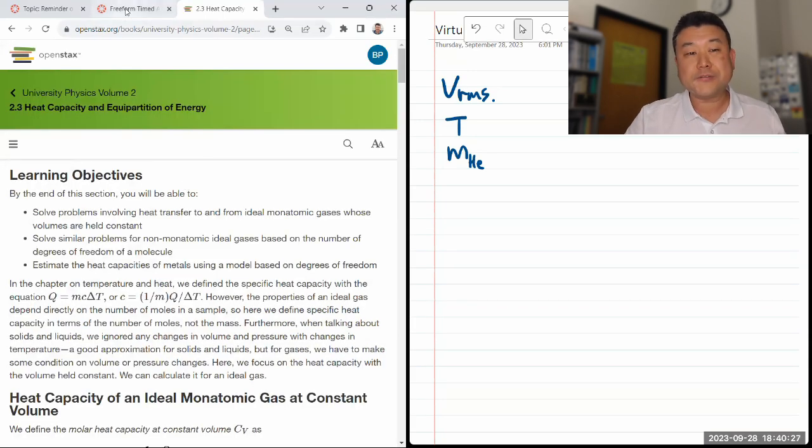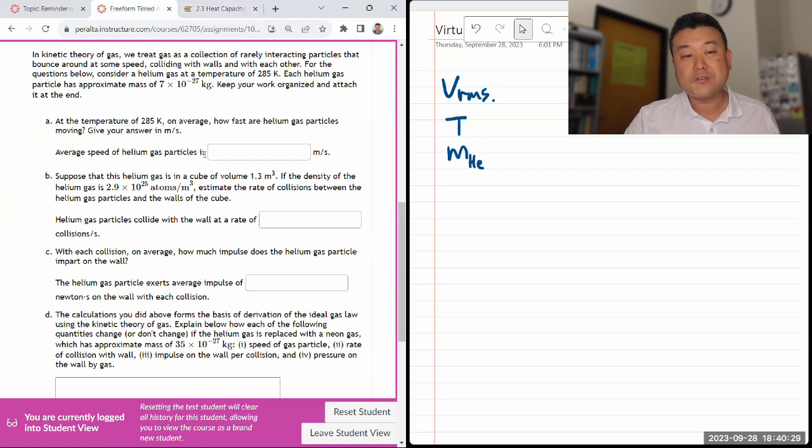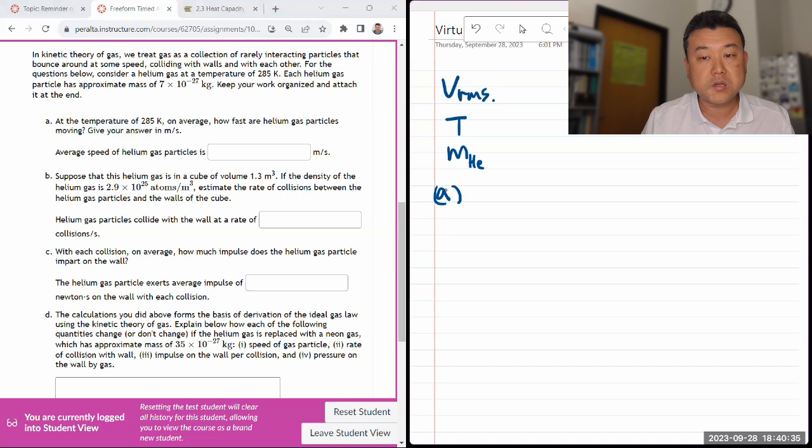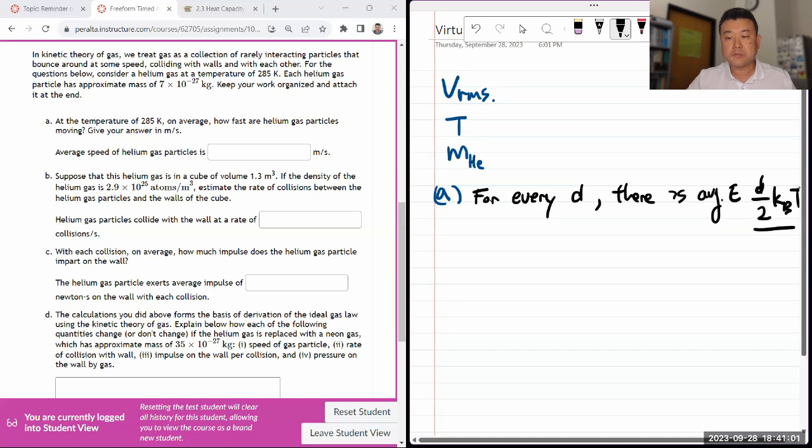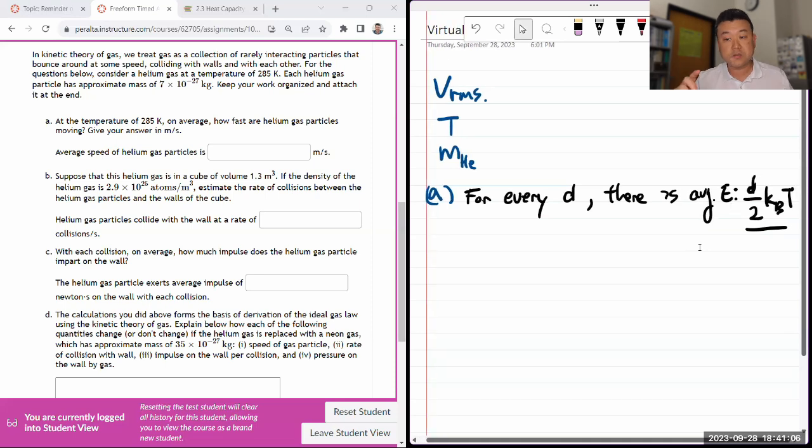So an ideal student should realize, as you are reading this, that it's a question involving the equipartition theorem. The way the equipartition theorem goes is, for every quadratic degree of freedom, with d degrees of freedom, there is an average energy of d over 2 kBT. So that's the rough statement of the equipartition theorem.